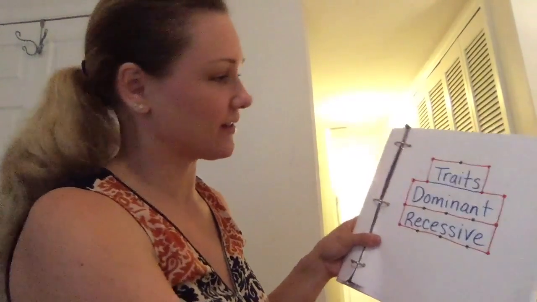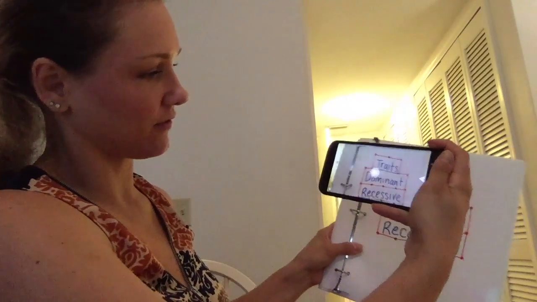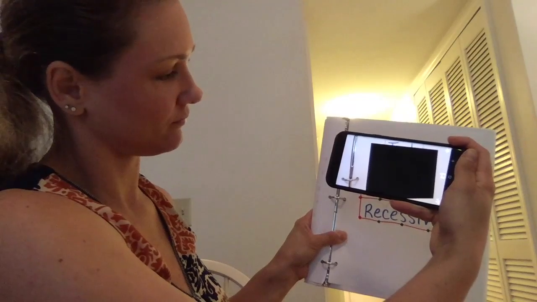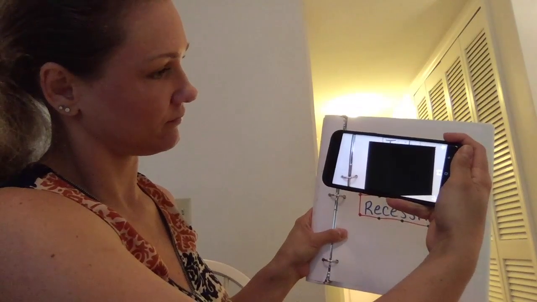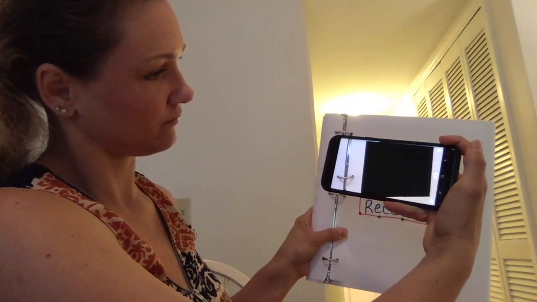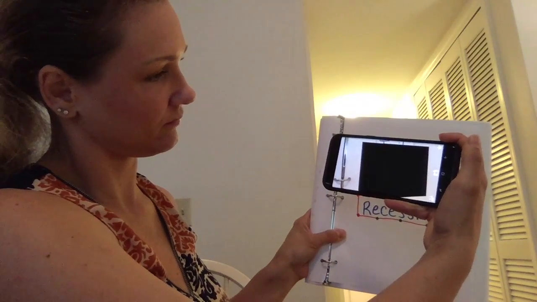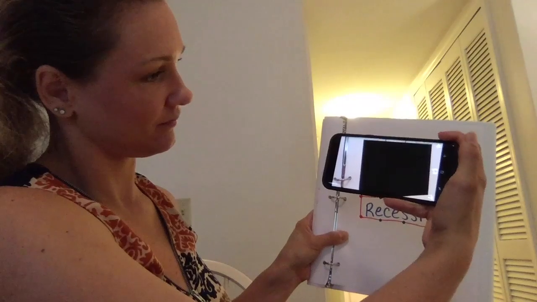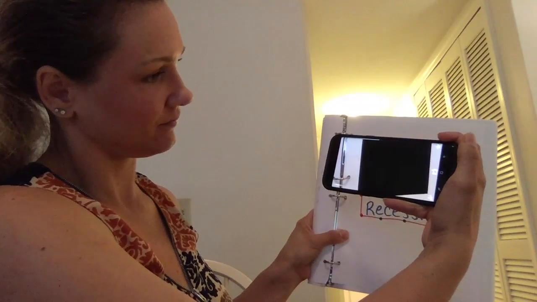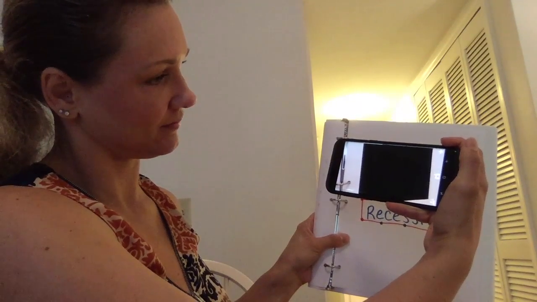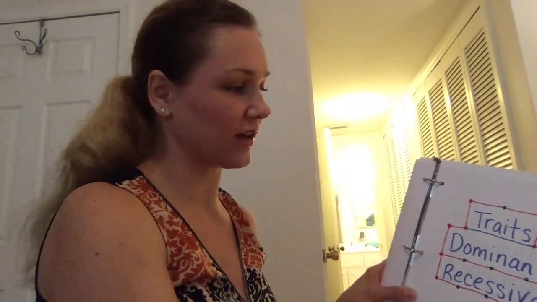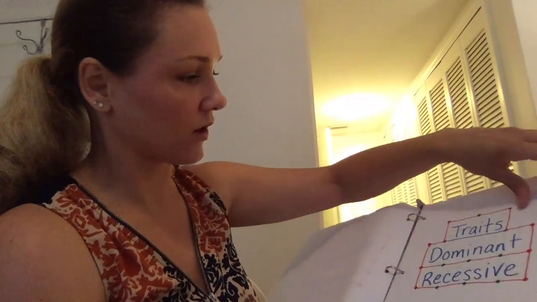All right, traits, dominant and recessive. When an allele is dominant, the characteristic it is connected to will be expressed in its offspring. When an allele is recessive, the characteristic it is connected to is less likely to be expressed. Recessive traits only manifest when both parents carry that recessive trait. Okay, so that gives me a good idea about what dominant and recessive are.